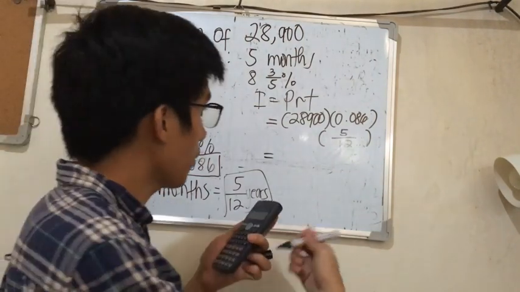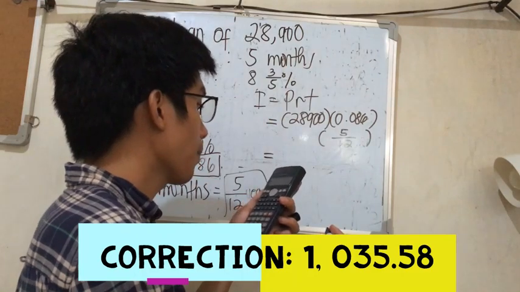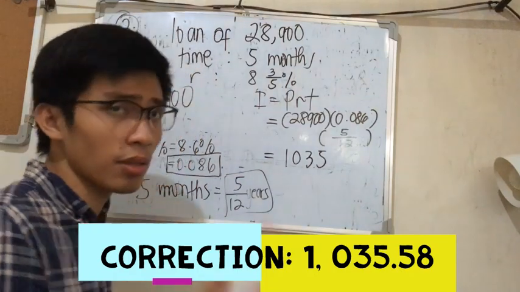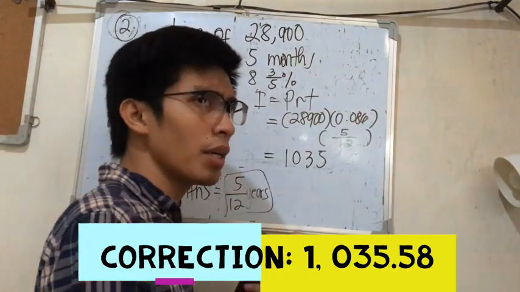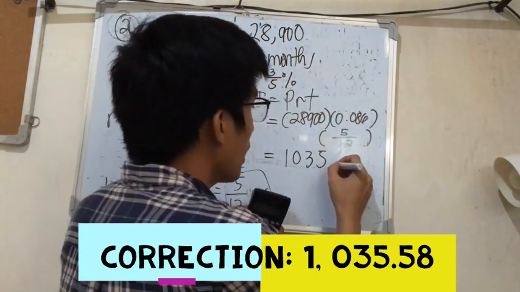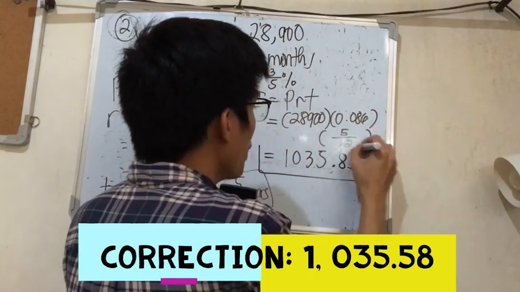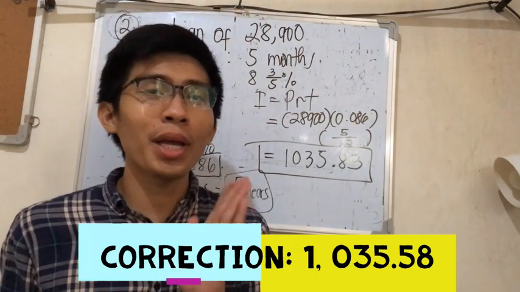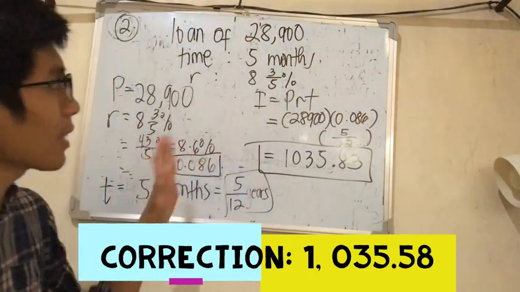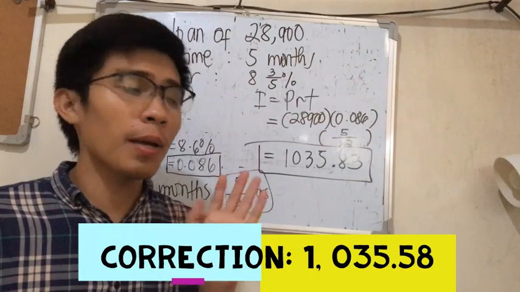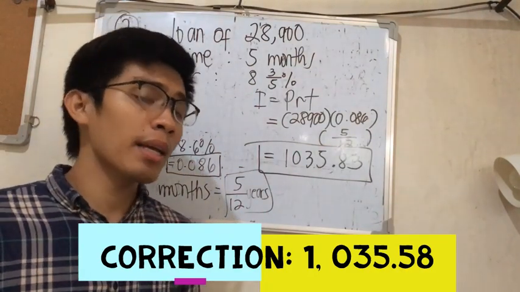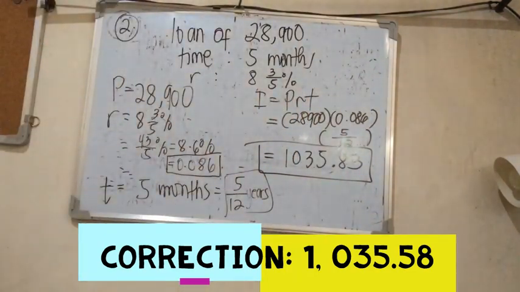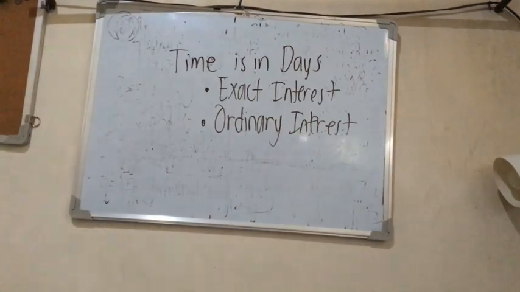So the answer now here is 1,035.83333. Round it off to the nearest hundredths, that is 83. Therefore, the simple interest amount now is 1,035.83. Okay, so same thing, that's how problems work involving time in months. That's example number 2 for time in months.